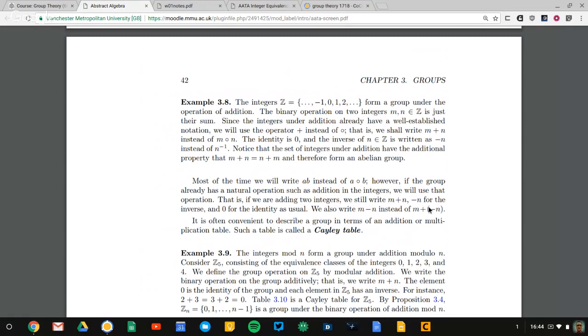It'd be very confusing. So you should revert to additive notation if it already exists and is available. So the inverse of n, and you can still use the word inverse, we denote as the negative. Okay. This operation happens to be commutative.